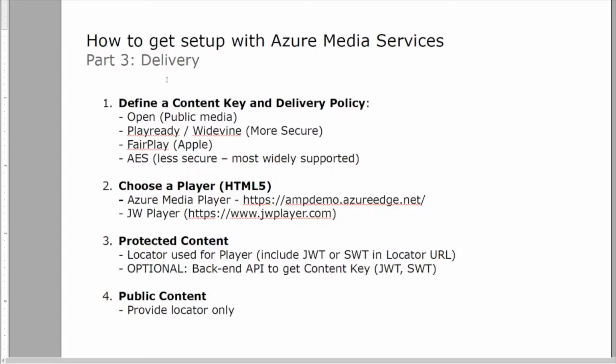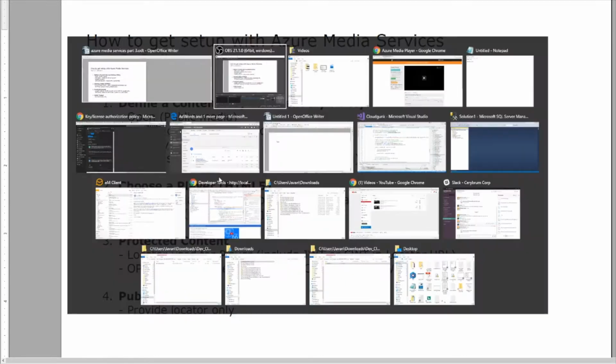So here are the steps to get set up with Azure Media Services. First, you want to define a content key and delivery policy. Obviously, if it's public media, you just leave it open. PlayReady and Widevine is more secure. FairPlay is secure, and it's usually used for Apple. And then AES is less secure, but it's most widely supported everywhere.